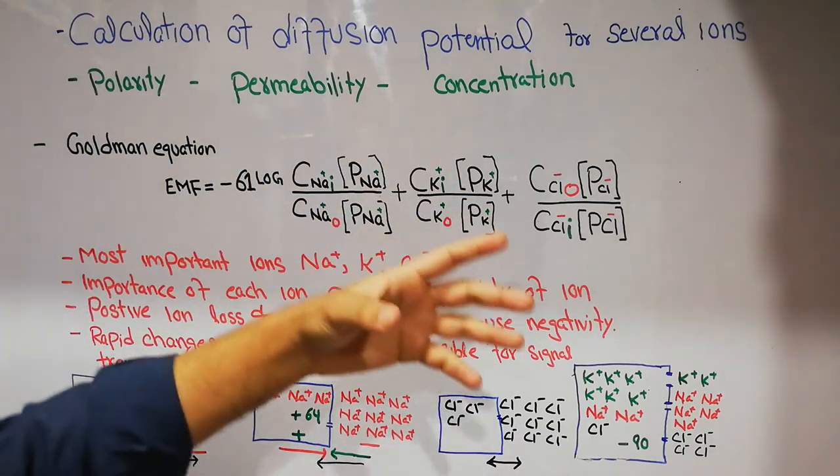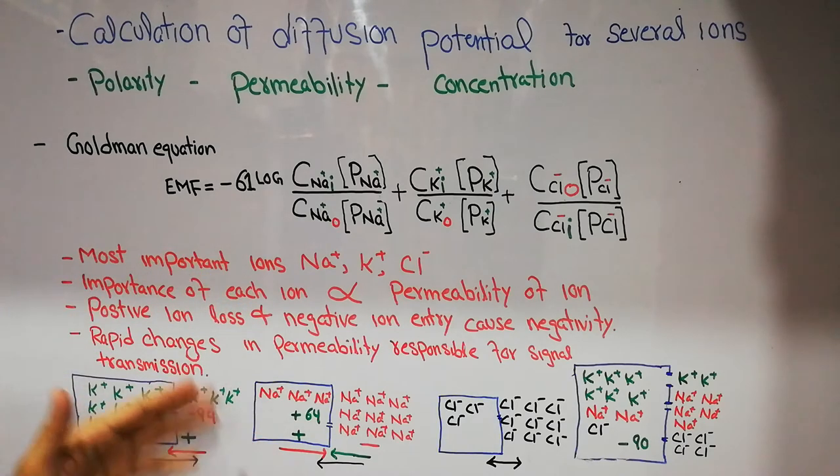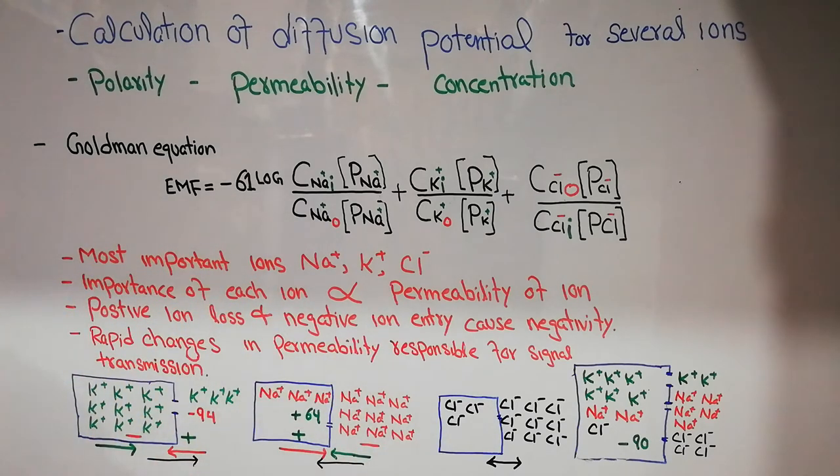Then it's also dependent upon the concentration of different ions in the intracellular as well as extracellular environment, in the intracellular fluid and the extracellular fluid. We also discussed that the concentration of potassium is more inside the cell, it's less outside the cell. The sodium is less inside the cell, it's high outside the cell. Similarly, chloride concentration is less inside the cell and it's more outside the cell.